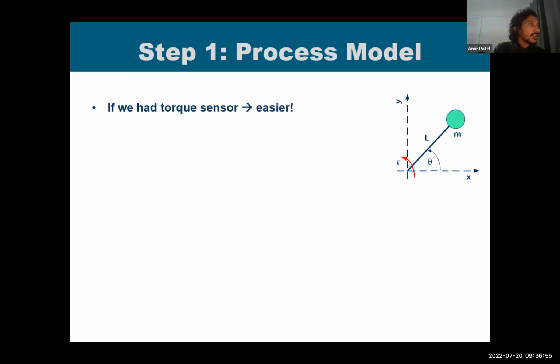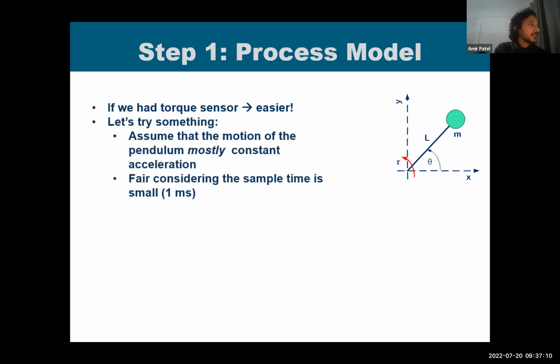So the process model, if we had a torque sensor, or if we could know the input to the system. For example, if you had an EMG, that might help you a little bit because you'd know muscle activation, but you still wouldn't know magnitudes of activation. So that wouldn't be that great. What we can do is assume that the motion of the pendulum, because of the fine speed at which we are sampling, is mostly a constant acceleration within 1 millisecond, right? Because we're trying to do this at 1 kilohertz.